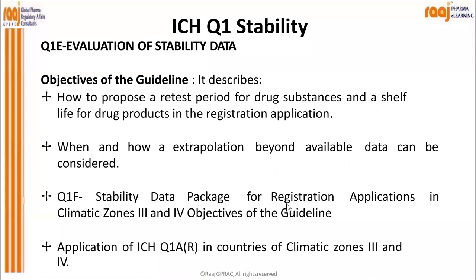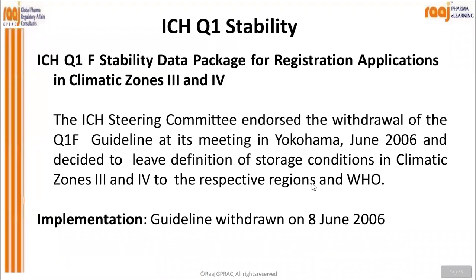Q1F talks about stability data package for registration application in climatic zone 3 and 4, objectives of the guideline. Okay. Then application for ICH Q1A(R) in countries of climatic zone 3 and 4. Q1F, stability data package for registration application in climatic zone 3 and 4. So ICH steering committee endorsed the withdrawal of this guideline, ICH Q1F, in June 2006, and decided to leave definition of storage conditions in climatic zone 3 and 4 to the respective region and WHO. And that is why this ICH Q1F guideline was withdrawn on 8 June 2006.